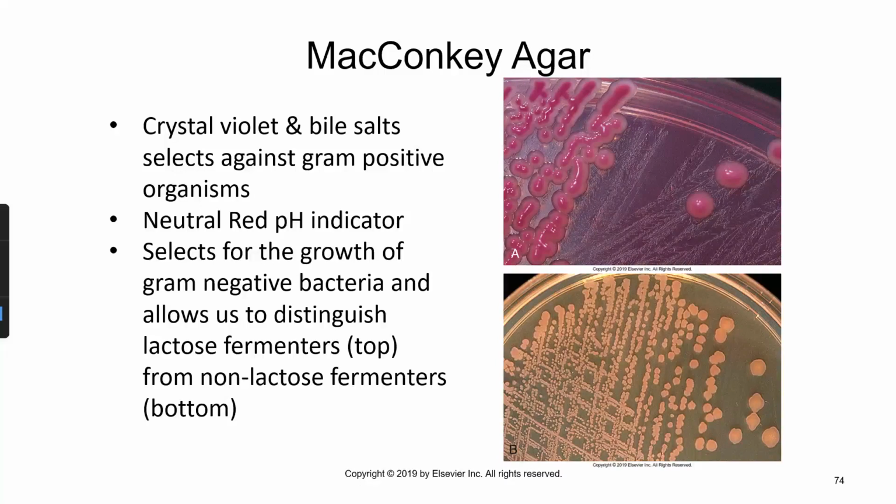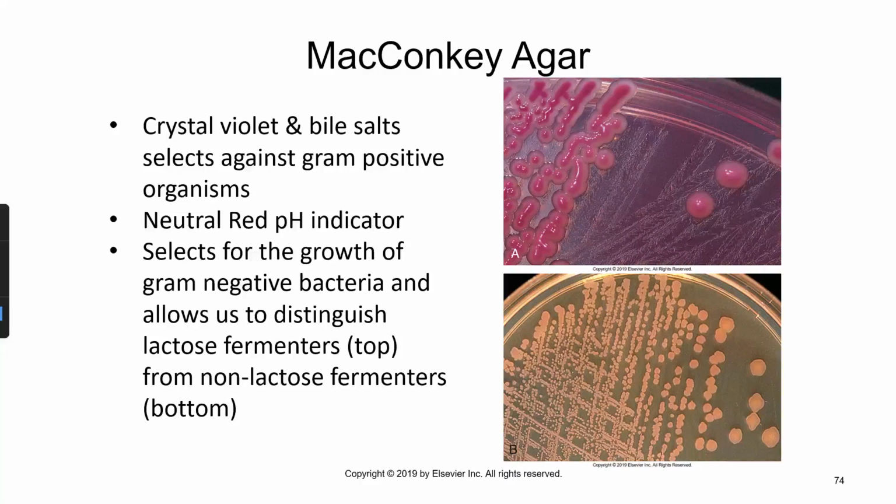If it cannot, it's on the bottom. You can see it doesn't change color, or it maintains the color that it would have naturally grown on any other type of media. So lactose fermenters from non-lactose fermenters can be identified here. The important thing to note is the crystal violet and bile salts make it selective. It kills off gram-positives, only allowing the gram-negatives to grow for the most part.